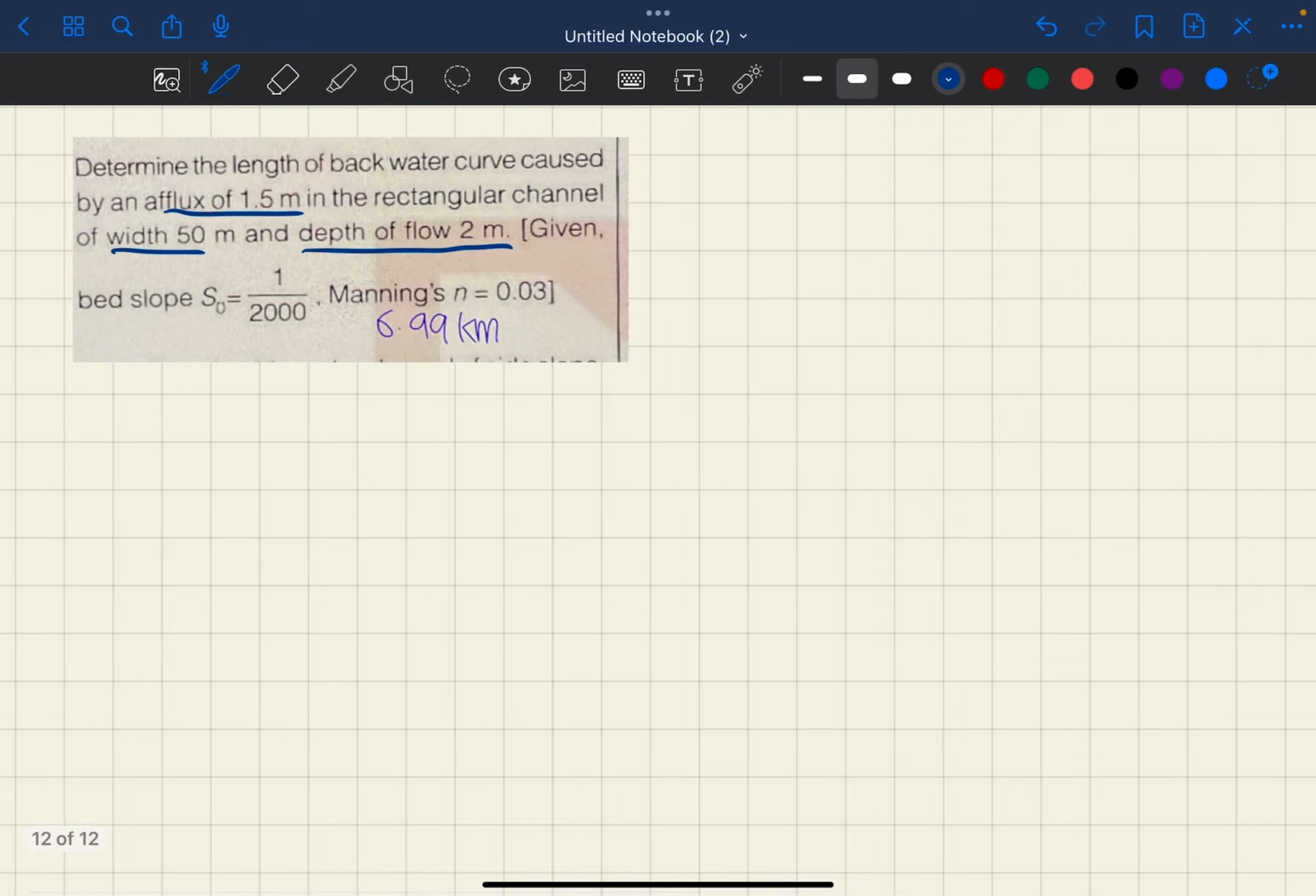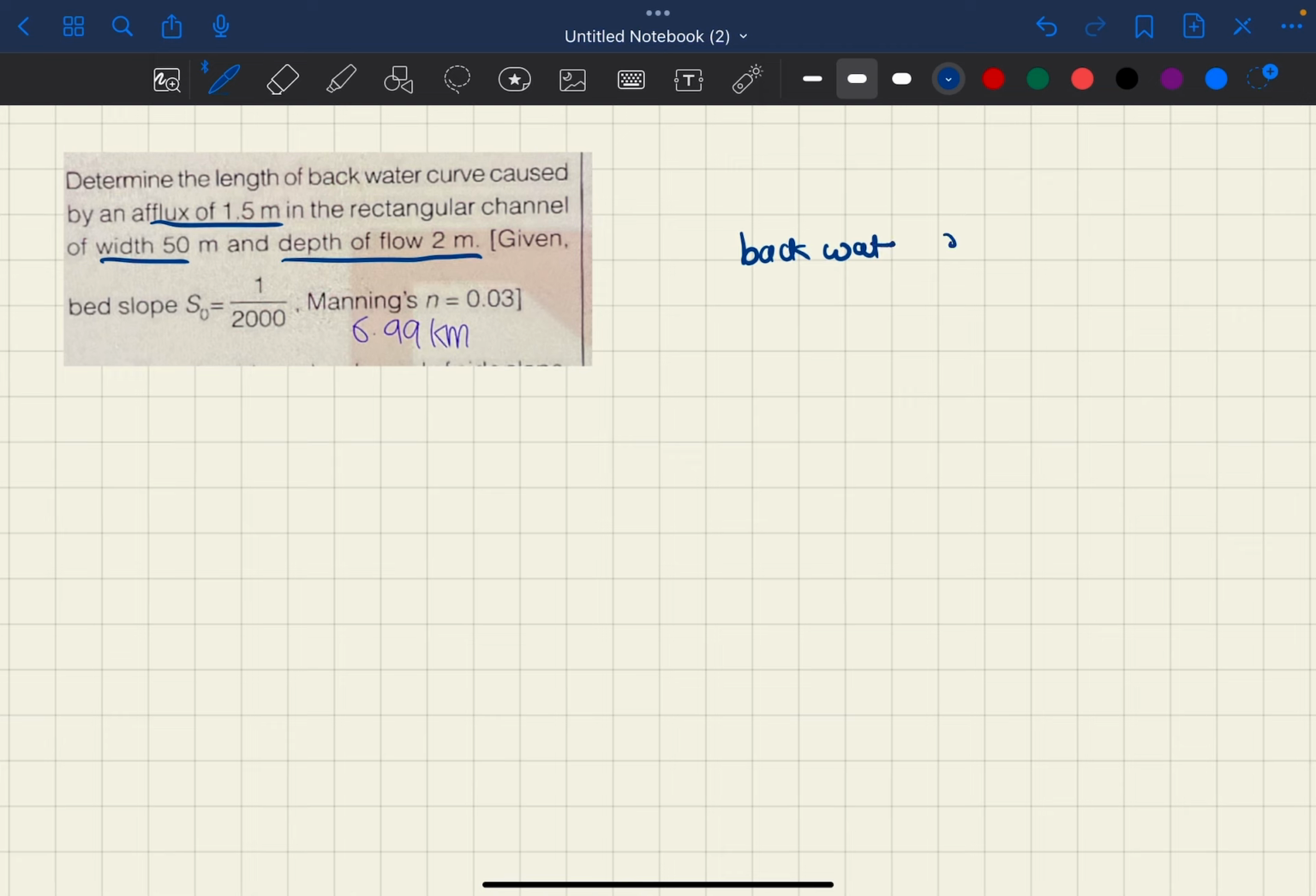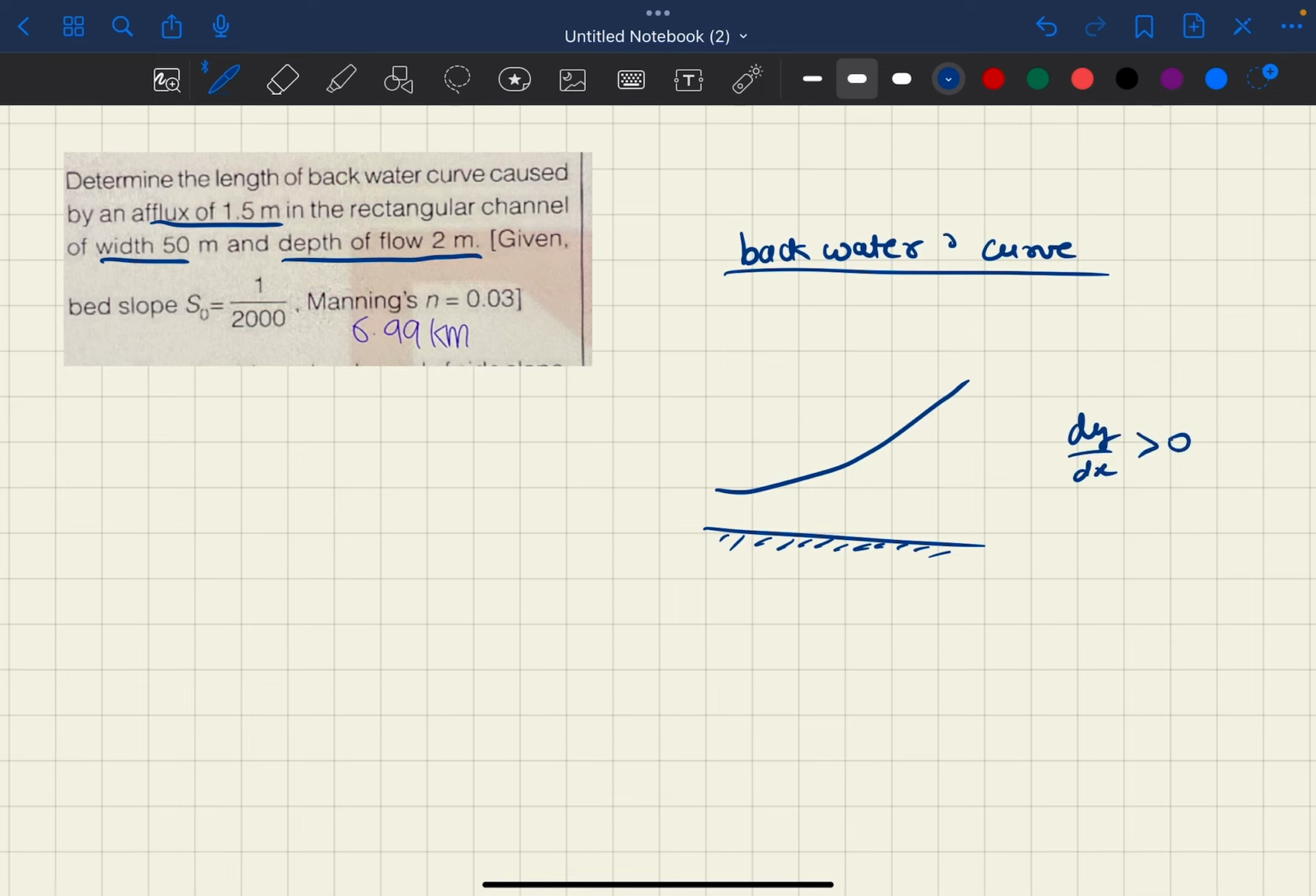So this is a backwater curve. Okay, backwater curve means it's going to be like this. The slope is usually downward facing, but dy by dx is going to be more than 0. This is the backwater curve. So here there is an afflux of 1.5 meters.